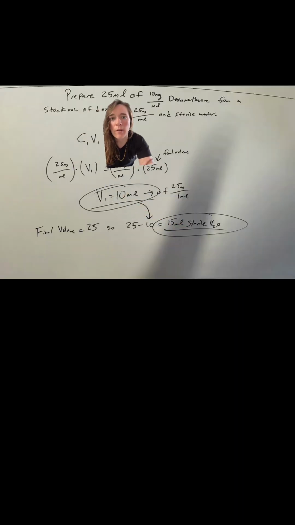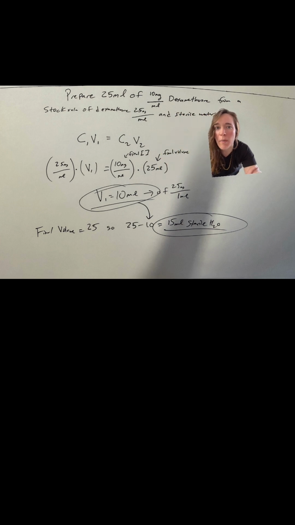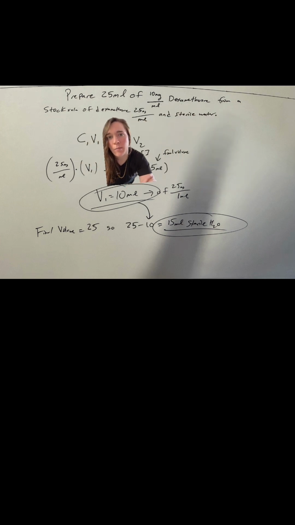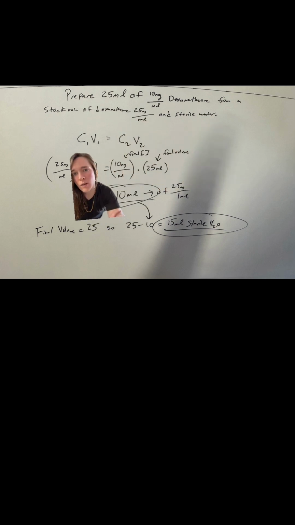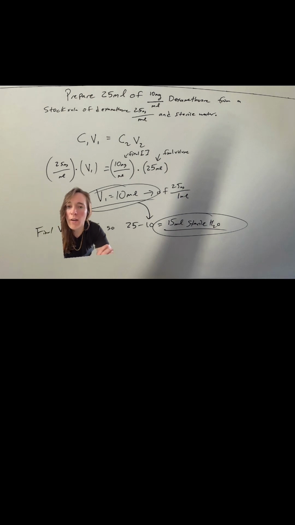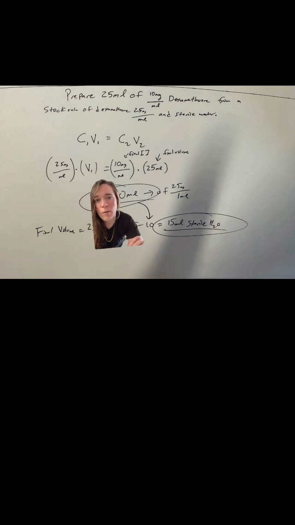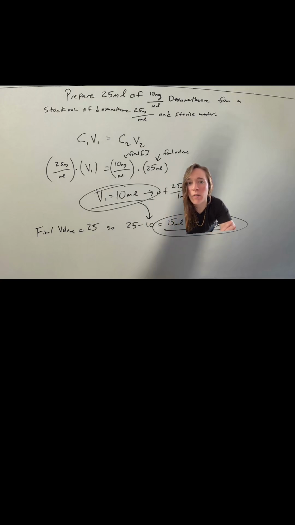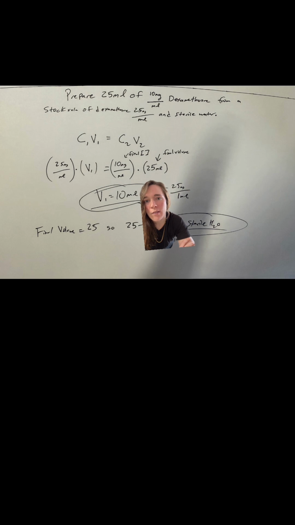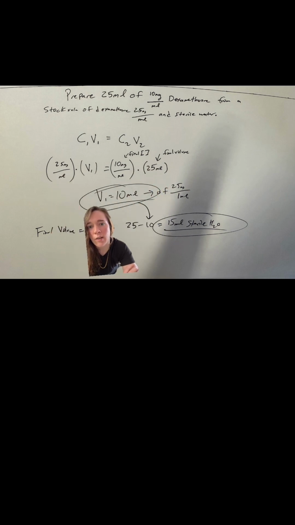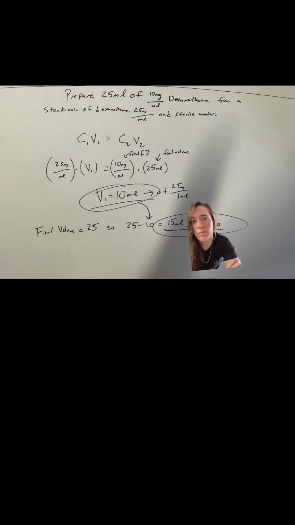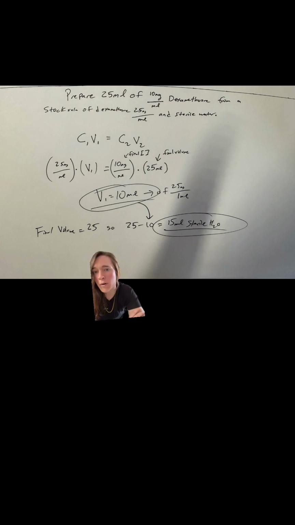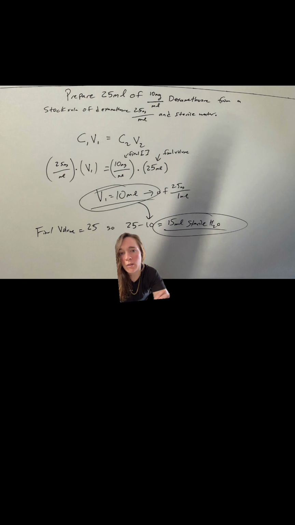All right, back to our problem. Prepare 25 mL of 10 milligrams per mL dexamethasone solution from a stock solution of dexamethasone 25 milligrams per mL and sterile water. C1V1 equals C2V2. The stock solution concentration is 25 milligrams per mL. We have to figure out the volume. How much of this do we need? Set that equal to the second concentration that we're trying to prepare, 10 milligrams per mL. And our second volume is the final volume, 25 mL. So multiply 25 times 10 over 1, divide that by 25, and you get 10 mL. That's how much of this 25 per 1 mL dexamethasone stock solution you need. Remember, our final volume is 25 mL. So all you have to do is take 25 minus that volume of the stock solution, and the rest is going to be sterile water.